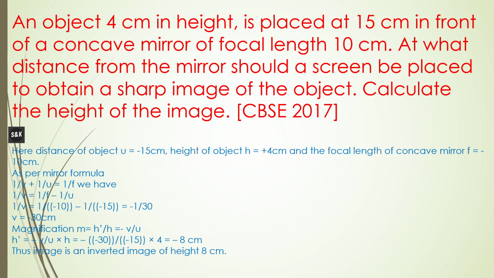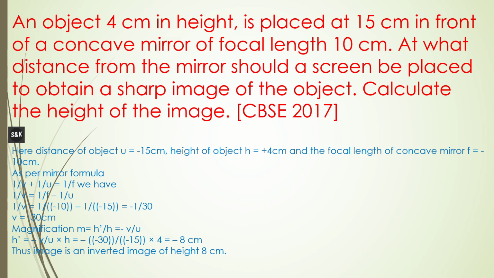An object 4 centimeter in height is placed at a distance of 15 centimeter in front of a concave mirror of focal length 10 centimeter. At what distance from the mirror should a screen be placed to obtain a sharp image of the object? Calculate the height of the image.